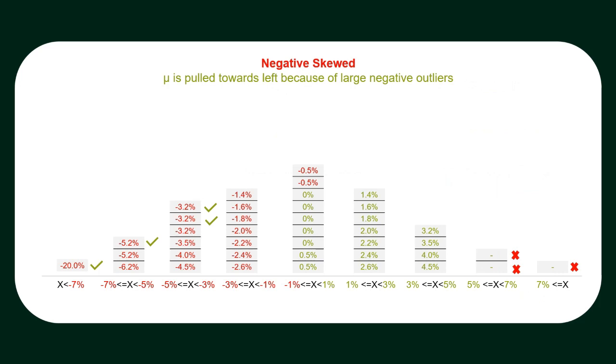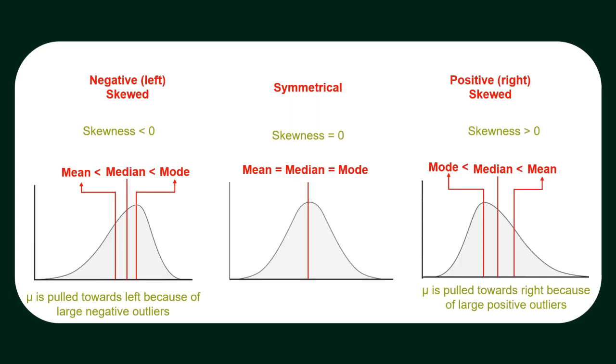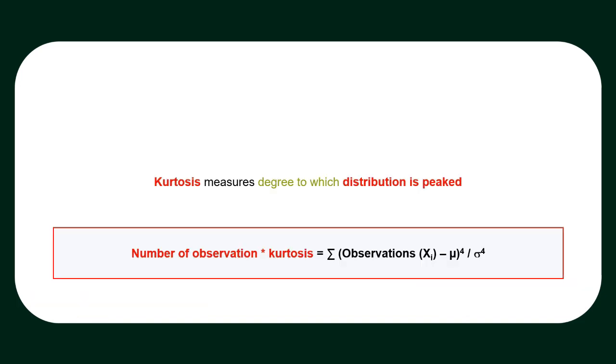However, when the data has large negative outliers as observations, the center of the data shall now move towards left, which implies that mean also moves towards left. In this case, mean is negative 1.4%, median is negative 0.5%, and mode is 0%. In this scenario, skewness is negative and mean is less than median, which in turn is less than mode.